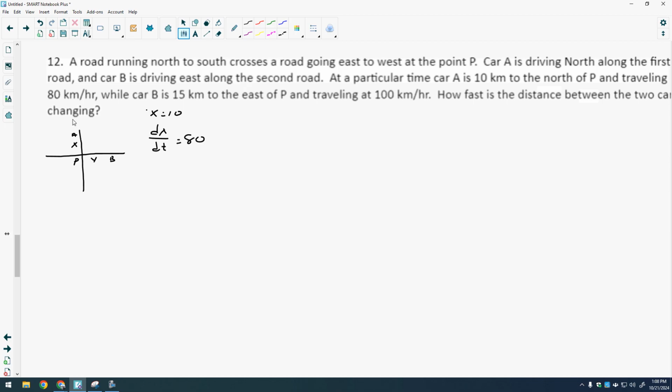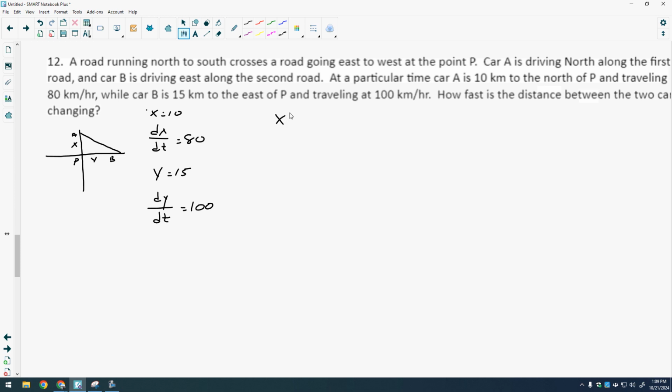Car A is driving north, so that 80 is positive. Car B is 15 kilometers to the east of point P, so that's 15, and is traveling at 100 kilometers per hour. So let's keep looking. Car B is driving east, so it is also a positive 100. How fast is the distance between car A and car B changing at this instant?